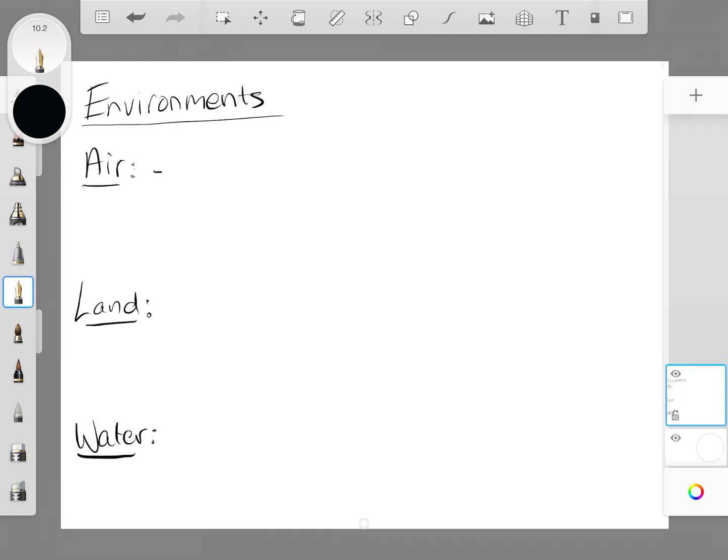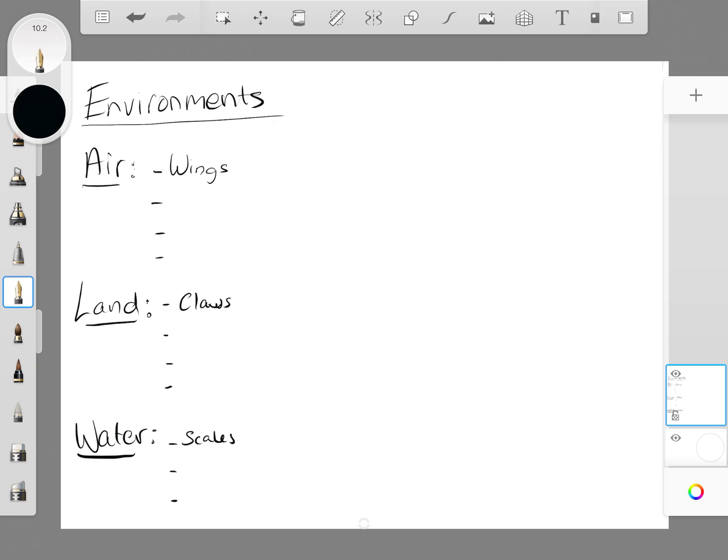The next stage of your planning is to brainstorm as many different features as you would see in an animal in that environment. The first one I'm going to look at is air, and a really simple one would be wings. Obviously birds have wings so that they can fly in the air. The second environment is land, and I might say claws, because often you see tigers and other creatures with claws that help them to defend themselves. And finally, for water, a straightforward one would be scales.